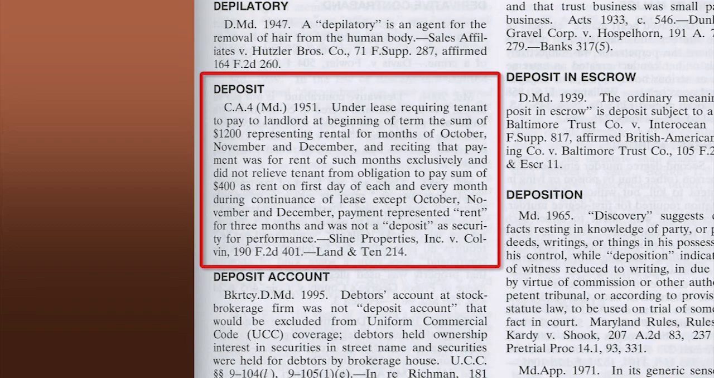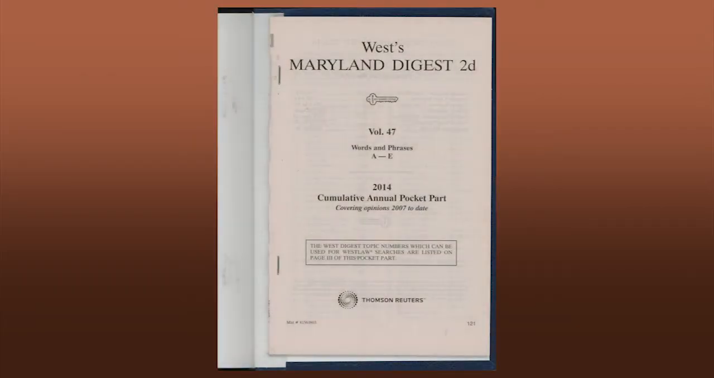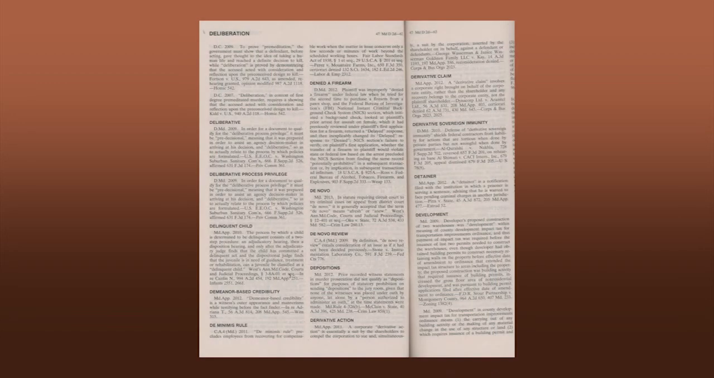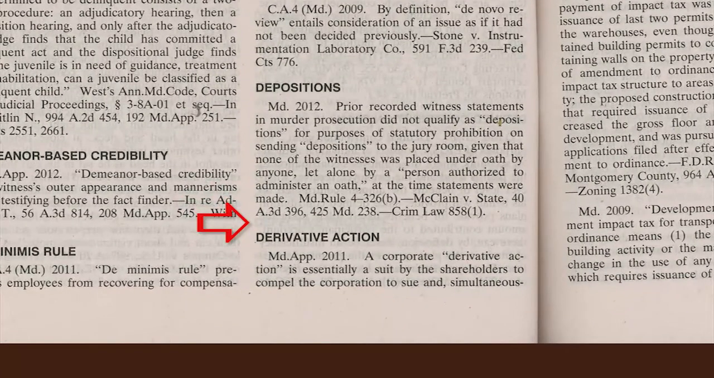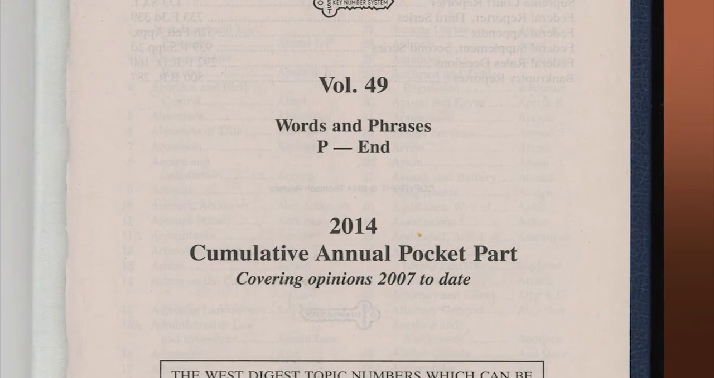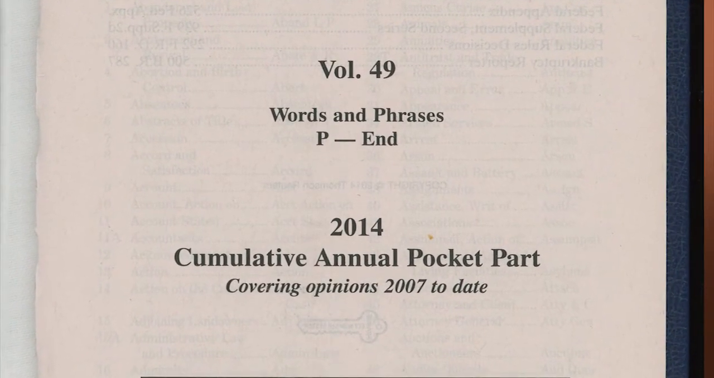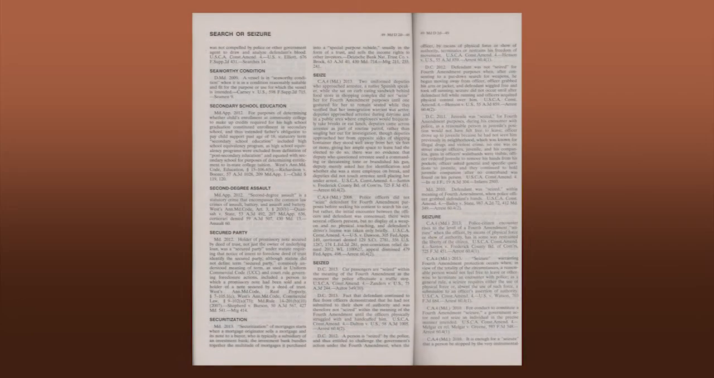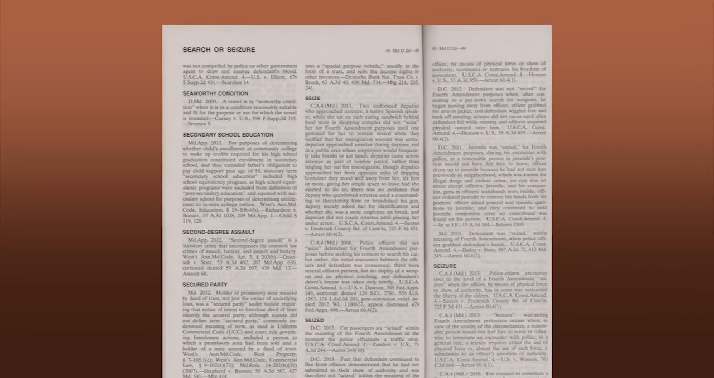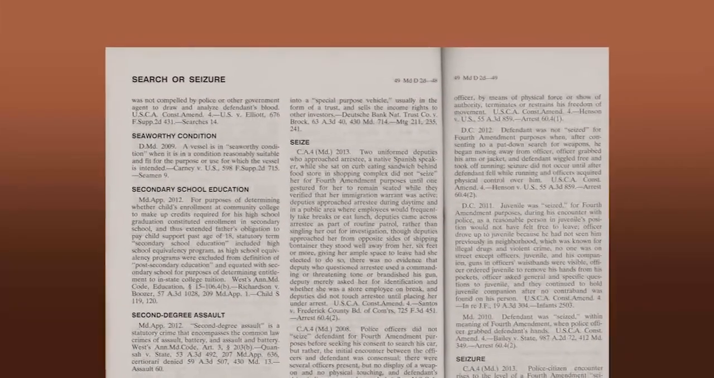Like the main topics in the digest, each volume of words and phrases also has a pocket part you should check for any recent cases. If we check for deposits in the pocket part, we find no further entries. To be completely thorough in our research, we would also go back and check the pocket part under the P to End volume for the phrase security deposits. And there we would have also found no additional entries.